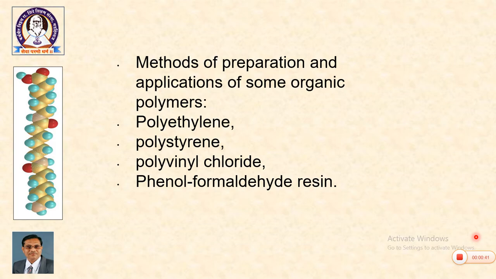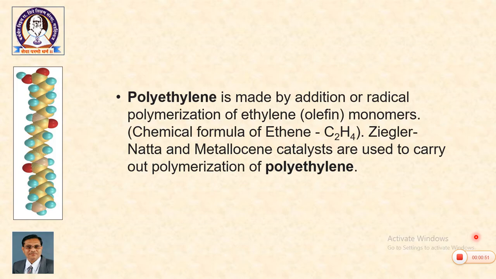These include polyethylene, polystyrene, polyphenyl chloride, phenol formaldehyde resin. So, let us begin with polyethylene. Polyethylene is made by addition or radical polymerization of ethylene, which is an olefinic monomer. Ziegler-Natta polymerization we have seen earlier, and metallocene catalysts are used to carry out polymerization of polyethylene.